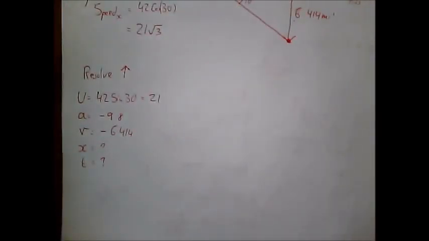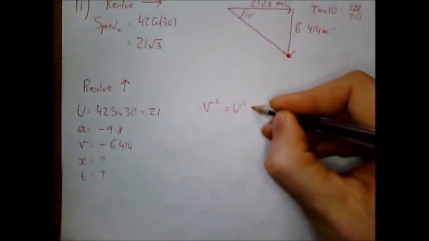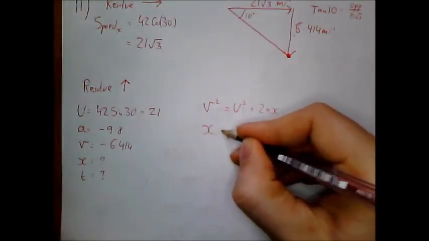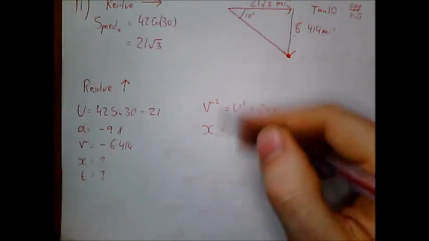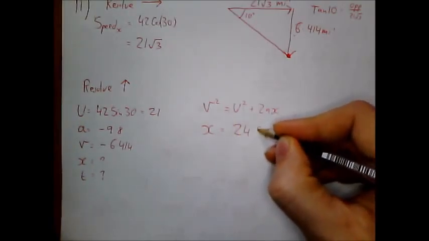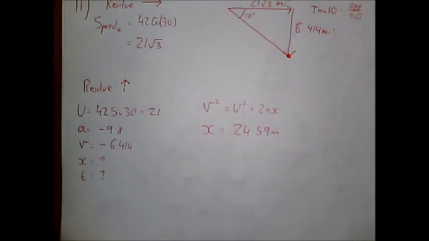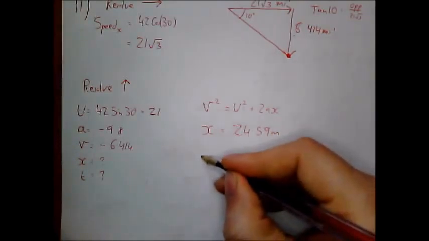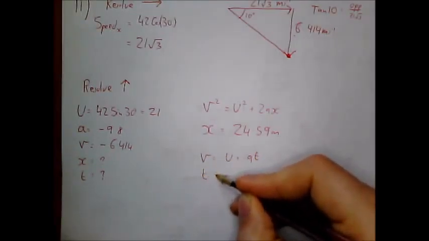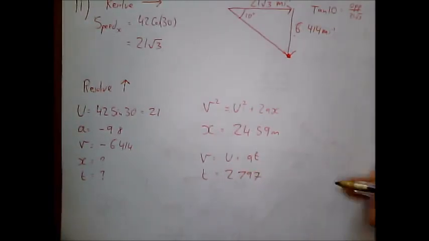Okay, so using v squared equals u squared plus 2ax, you should find that it's got a displacement in the vertical plane of 24.59 meters above the surface. And then using v equals u plus at, you should find that this is a time of 2.797 seconds into its flight.